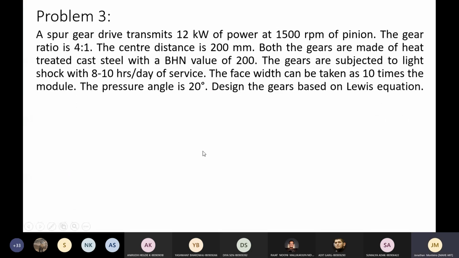Yeah. So this problem: a spur gear transmits 12 kilowatts of power at 1500 rpm of pinion, N1 is 1500 rpm. Gear ratio is 4 is to 1. Center distance is 200. Okay, and both the gears are made of heat treated cast steel with a BHN value of 200.